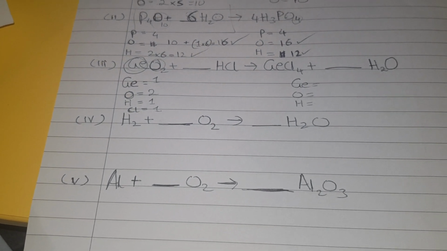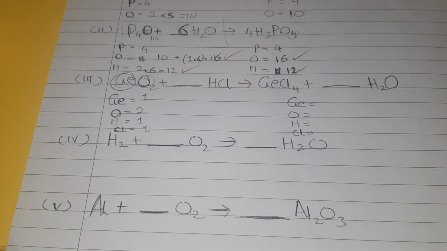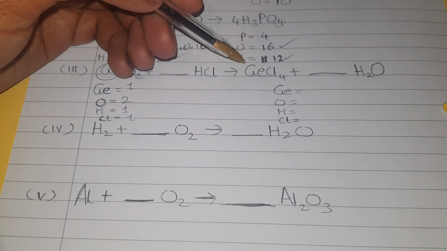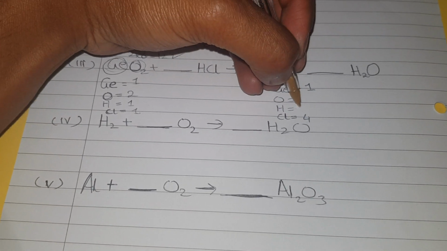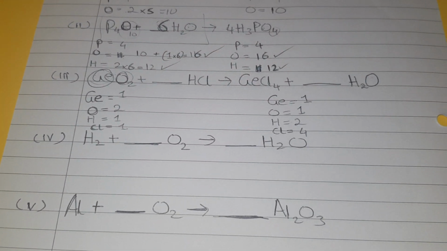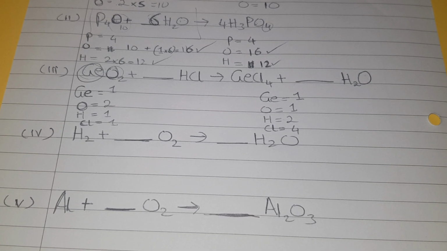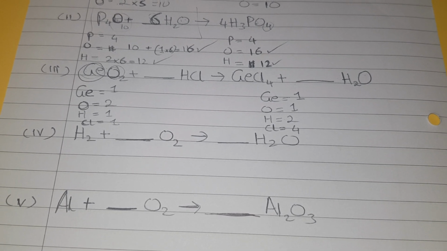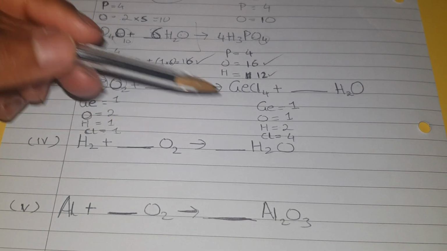So we got H, and then we got Cl. Okay, so let's look on the right hand side. You just got 1 Ge, you got 4 Cl, you got 2 hydrogen, because 2, and then you just got 1 oxygen. So let's see. Let's focus first maybe on fixing the chlorines. Okay, with chlorine, you can see that there's only 1 here and 4 there, right?